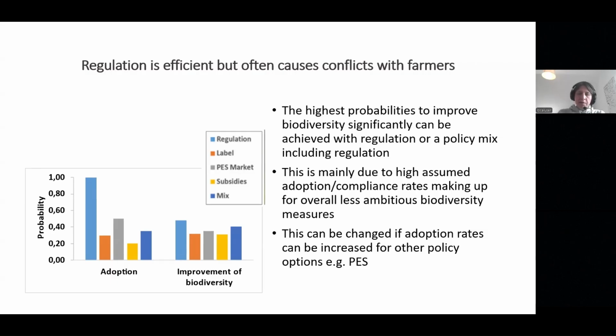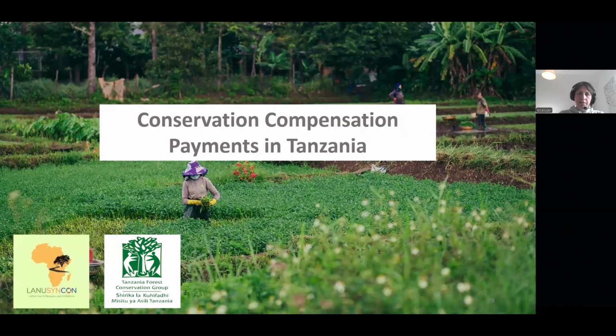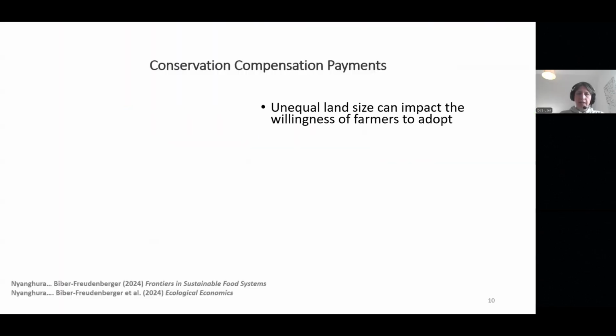So, for example, payments for ecosystem services, and we also did another study on this, now going away from Europe, but looking into Tanzania. And here we wanted to take a look at under which conditions basically these conservation compensation schemes are adopted. And in that study, we specifically focused on the impact of unequal land size, because maybe some farmers who have smaller land size would be less willing to do conservation measures on their field, even if they are compensated for it.